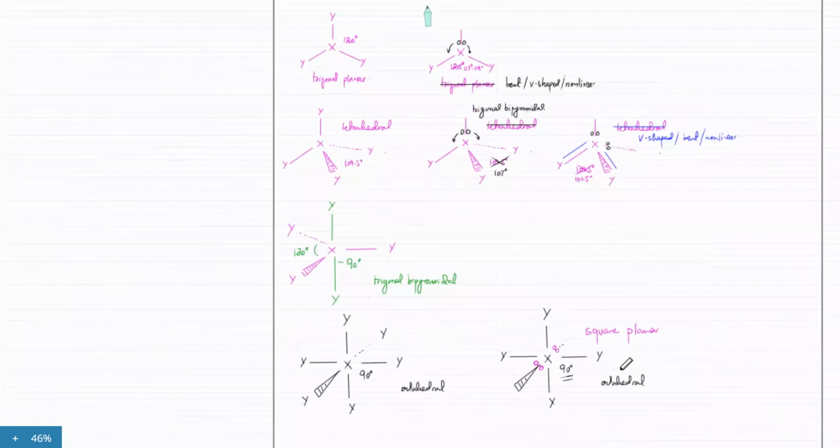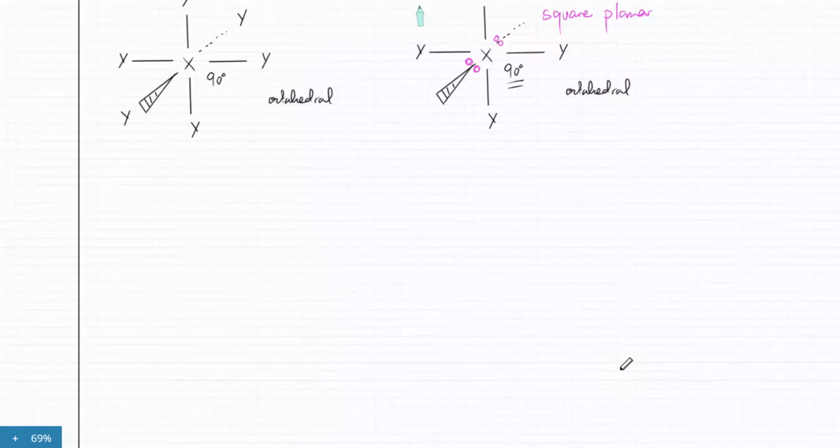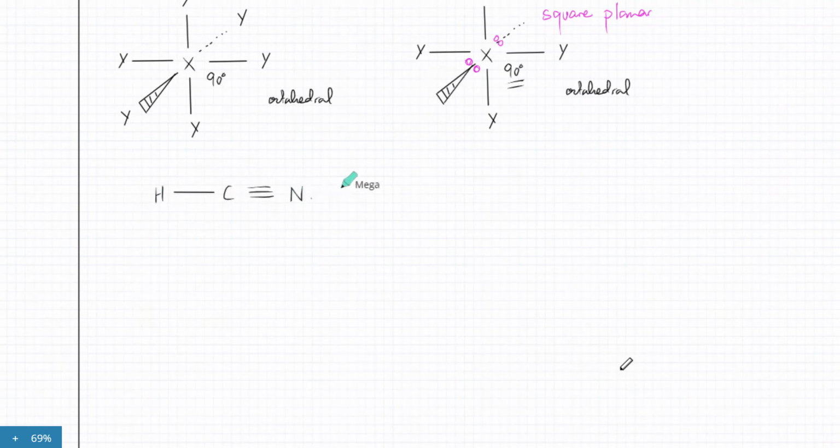So I'm just going to practice a few questions so you can figure out the shape of a molecule. For example, let's do a few examples first so that we can figure out the shapes of molecules. So I've got an HCN molecule. It's got a triple bond. So here's my HCN molecule.